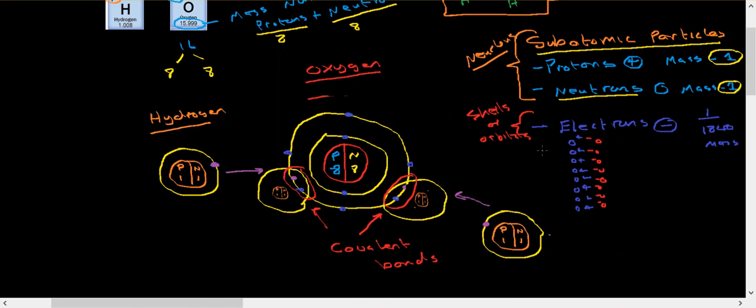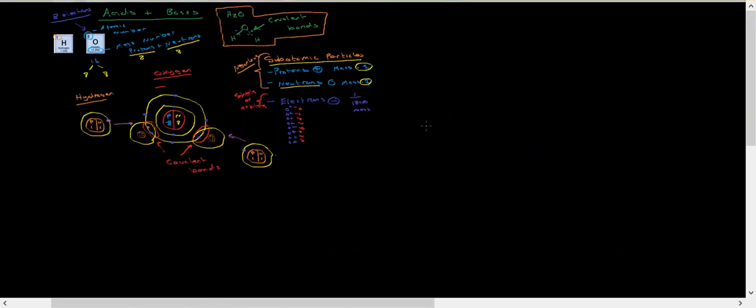If we have a look up here, that's the structure of the water molecule, and we could as easily draw it like this as well. Each of those lines is the sharing of electrons, and it's what's known as a covalent bond.